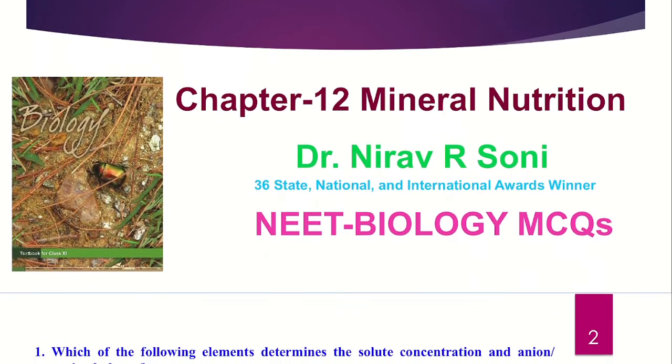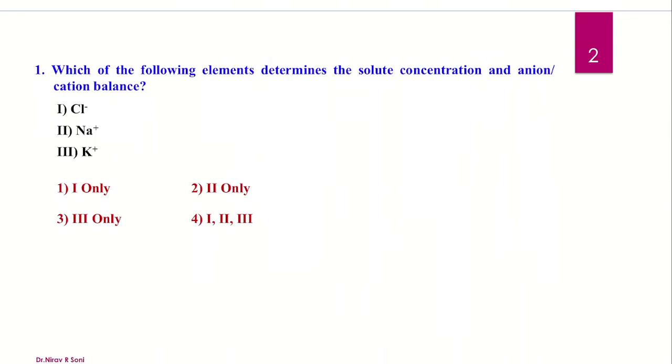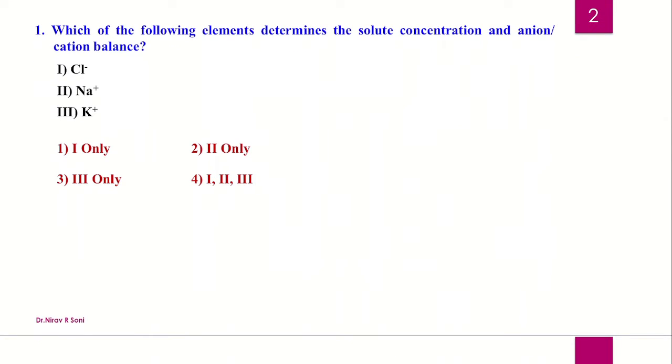Now we will start the first MCQ. Question number 1. Which of the following elements determine the solute concentration and anion cation balance? You can find the anionic and cationic balance. Which of the following are these? Chlorine, sodium and potassium. These all are anionic and cationic balance. So option number 4 is correct.